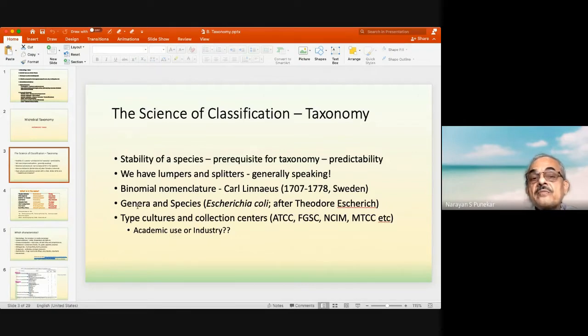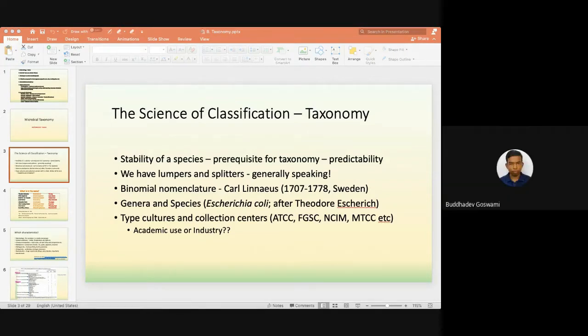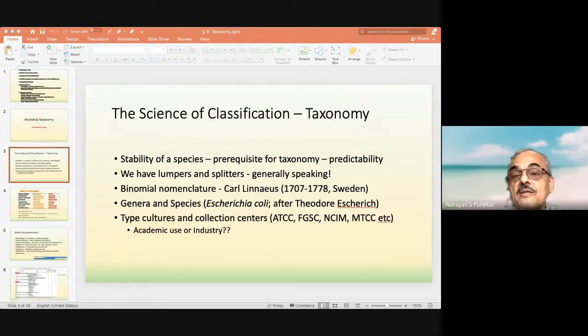For example, a genus and a species, the typical example that all of you are familiar with, I'm sure, is E. coli, right? Bacterium E. coli. You're familiar with this? Guys are familiar with this, right? Yes, sir. So most of you are familiar with such names.